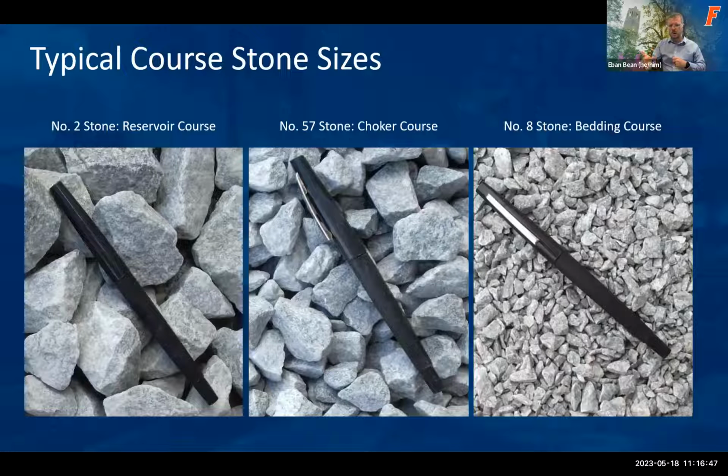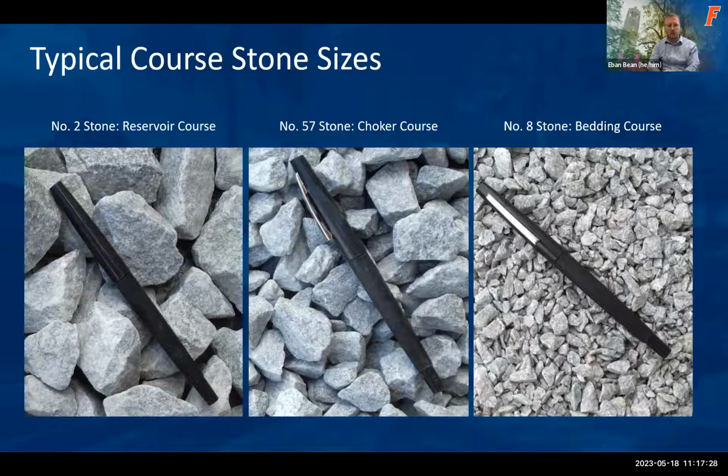Oftentimes, number 8 stone, we might call this a pea gravel. This is used as a bedding for interlocking concrete pavers, and also to fill the gaps between those pavers, and sometimes even for the grid pavement systems. The choker course here is intended to choke the stone layer that is above the reservoir course down below. The choker course has a smaller diameter than the reservoir course, but it's larger than what the bedding course or the pavement material would be on top of it. So it chokes it, locks it, so it doesn't migrate down into the reservoir course.